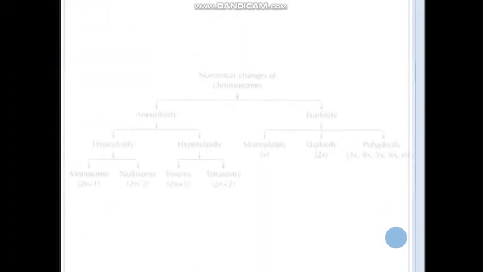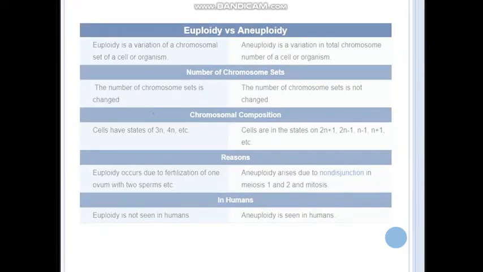Comparison of euploidy and aneuploidy. Euploidy is a variation of a chromosomal set of a cell or organism, while aneuploidy is a variation in total chromosome number of a cell or organism. In number of chromosome sets, in euploidy, the number of chromosome sets is changed, and in aneuploidy, the number of chromosome sets is not changed.